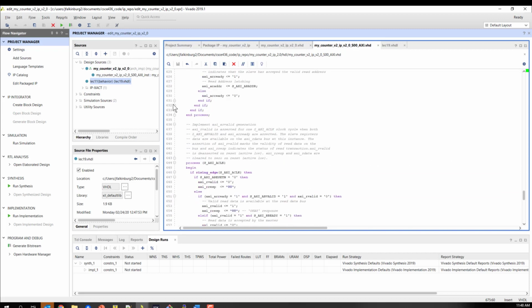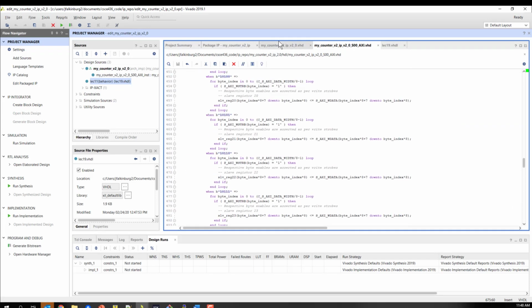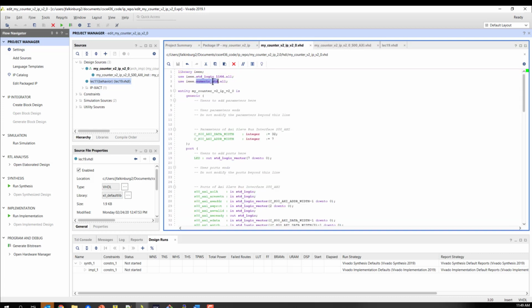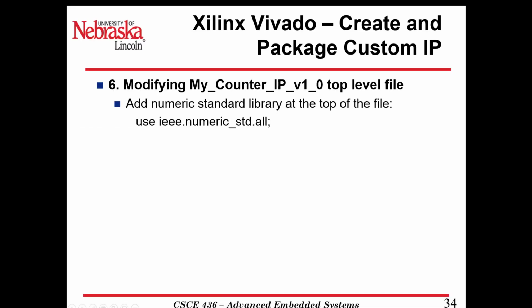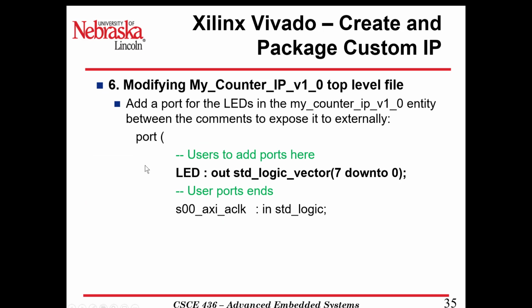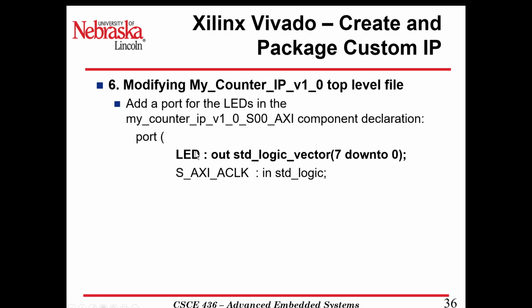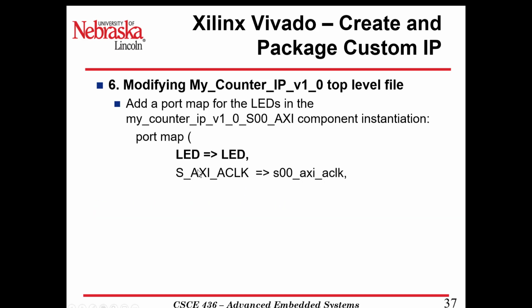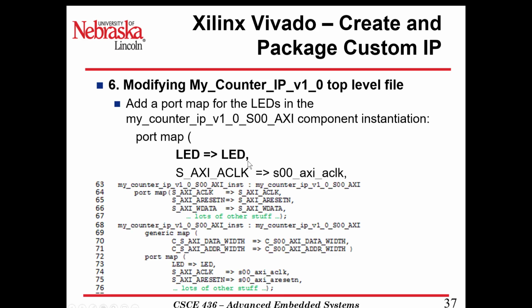All right, so, again, at the top, we have numeric standard added. I followed the slides. Numeric standards are already in there. I added the ports, the LEDs, and then I added it in the component declaration of the user logic portion, instantiation or declaration. And then I added it in the instantiation, LED tied to LED signals, same as the other. That's the top of that AXI user logic.